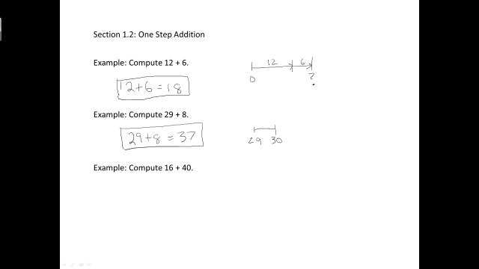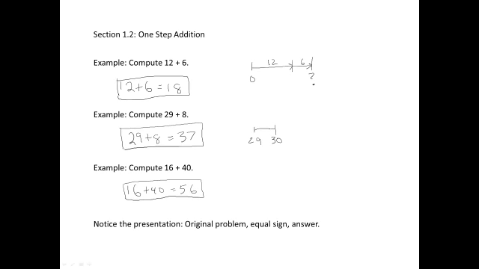Example, compute 16 plus 40. 16 plus 40 is equal to 56. For this class, we're going to assume that you understand the basics of the place value system. If you don't, talk to your instructor. Notice the presentation of all these problems. You start with the original problem, an equal sign, and then the answer, moving left to right. We will not be adding in columns in this class.